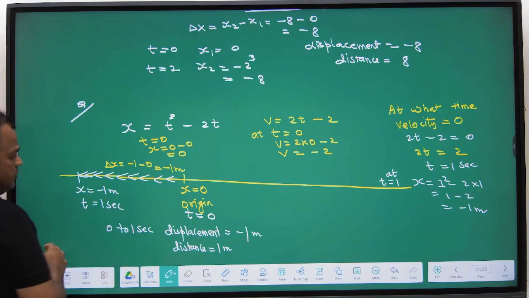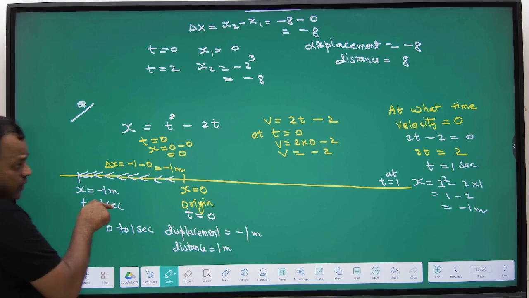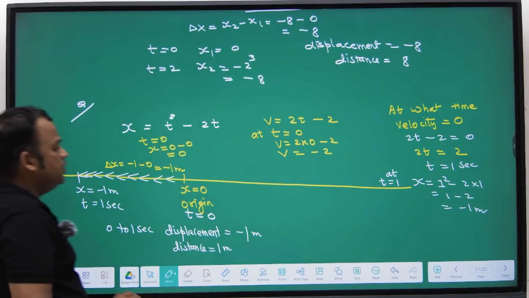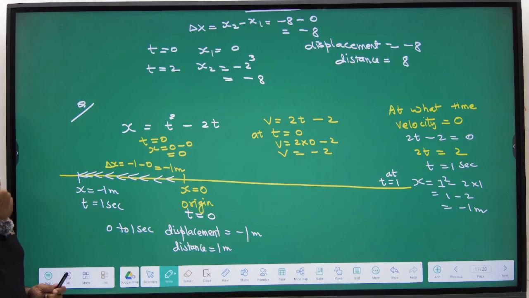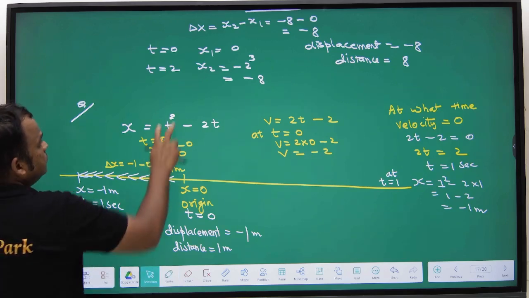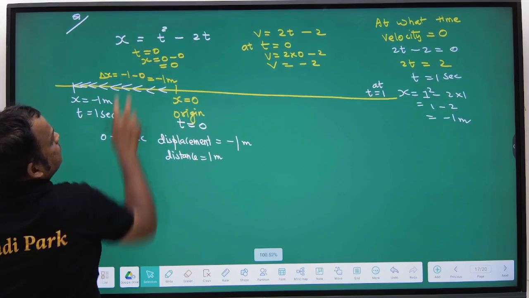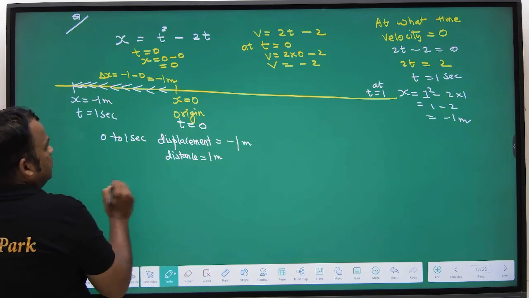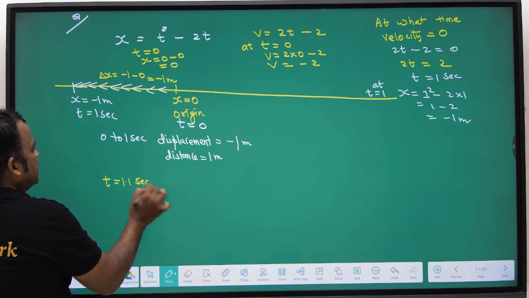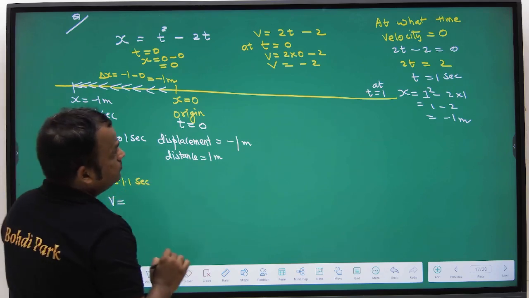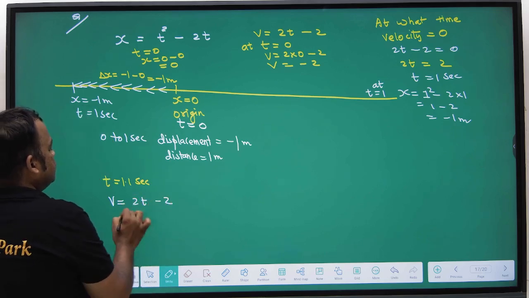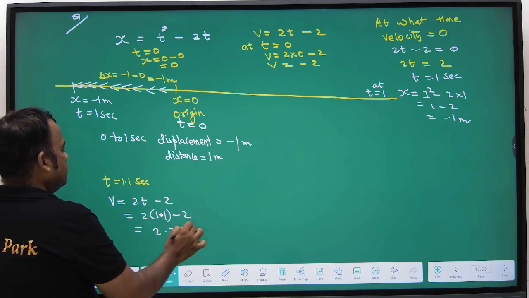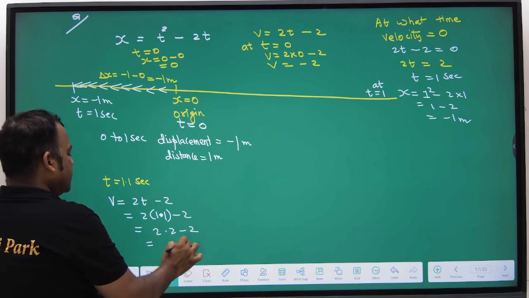After that, what is going on? At t equal to 1 second, the velocity is 0. Fine. Let's put t equal to 1.1 seconds. So what is the value of v? v will be 2t minus 2, so 2 into 1.1 minus 2. That is 2.2 minus 2, which is equal to 0.2.